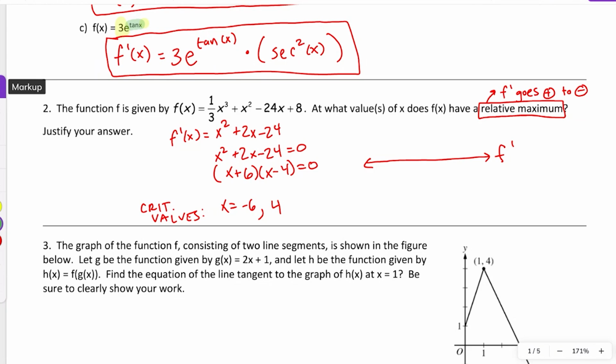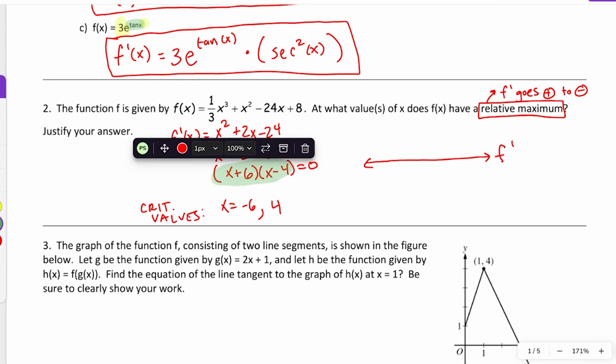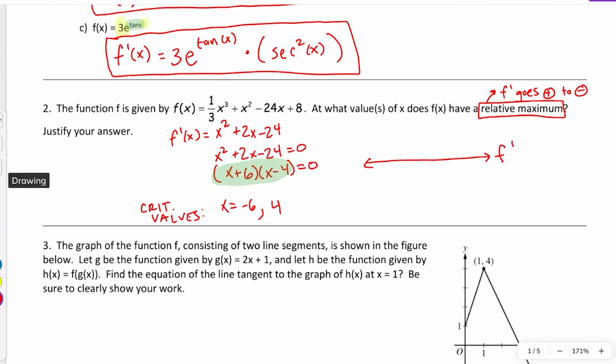Specifically, I'm going to be using this factored form to find the intervals of increasing, decreasing. So the partitions that I'll mark are going to be at -6 and 4. These are the critical values. These are locations where we potentially have a sign change, but you do need to test to check for the sign change.